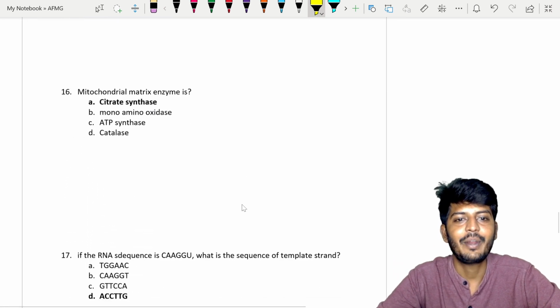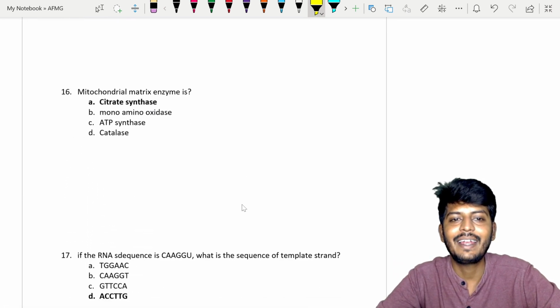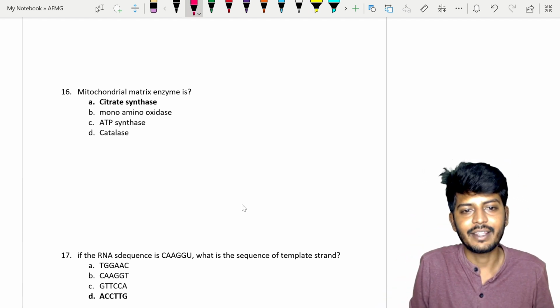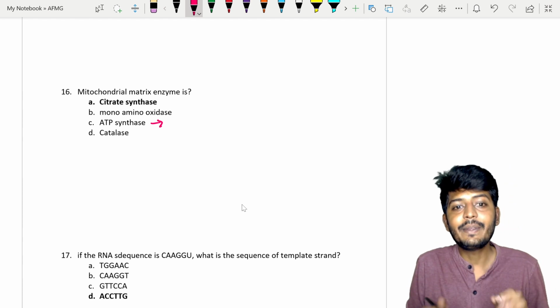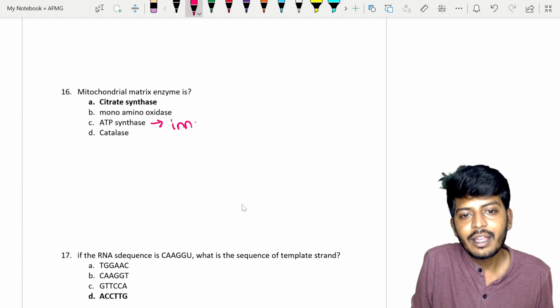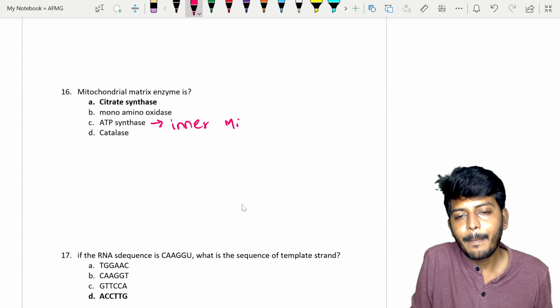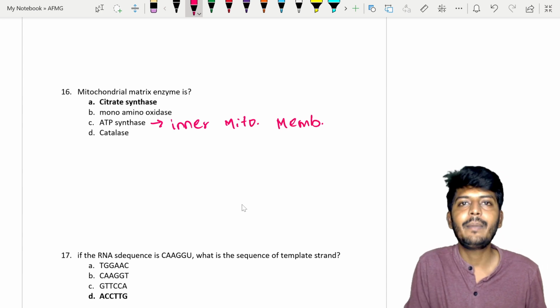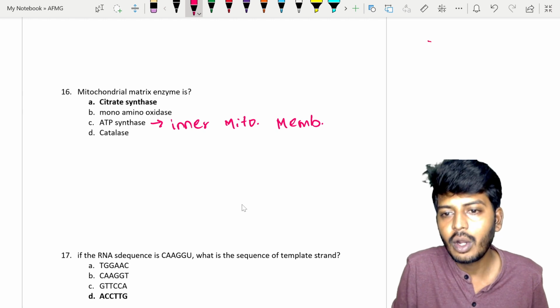This is a very tricky question. Which is a mitochondrial matrix enzyme? Now, most people would have marked ATP synthesis. We always tell you, ATP synthesis is located in the inner mitochondrial membrane. So this is the best place to rule out and answer.